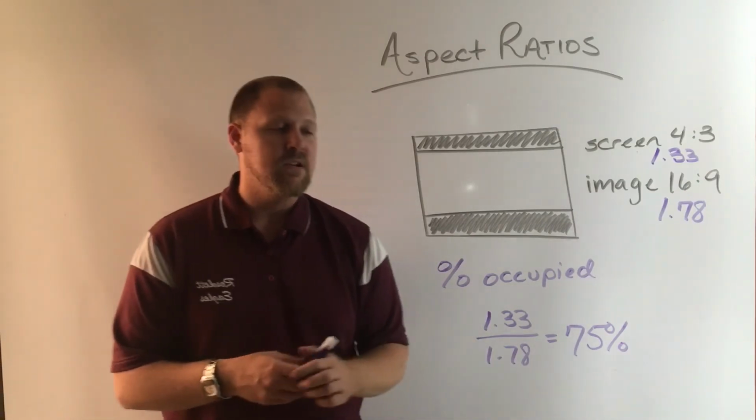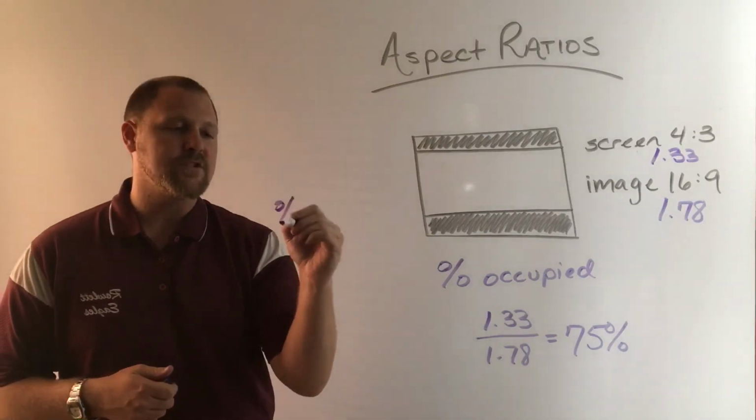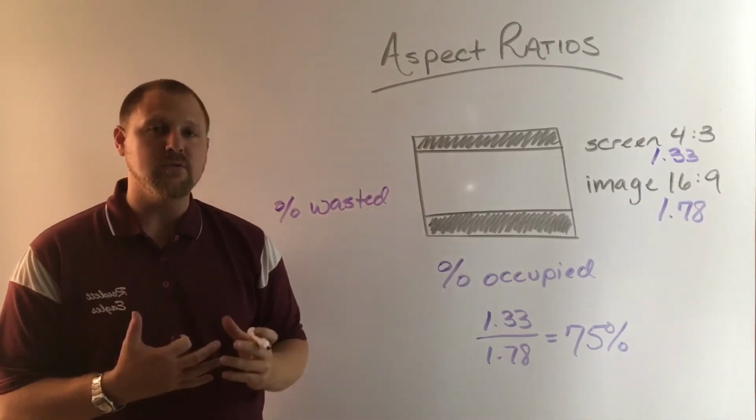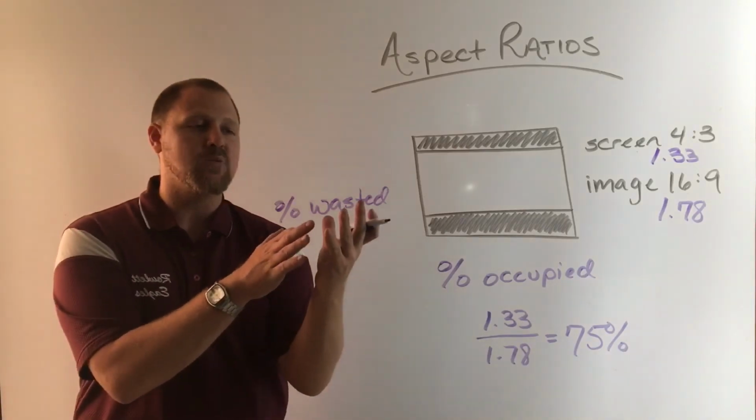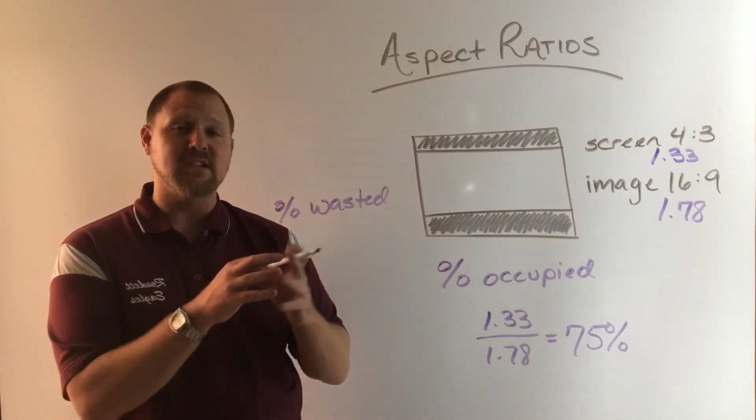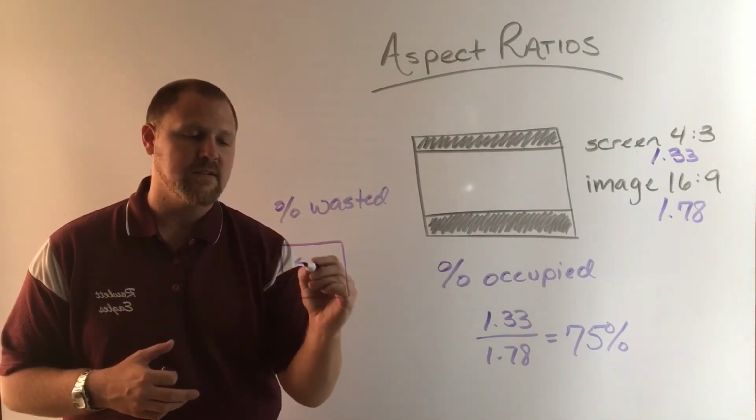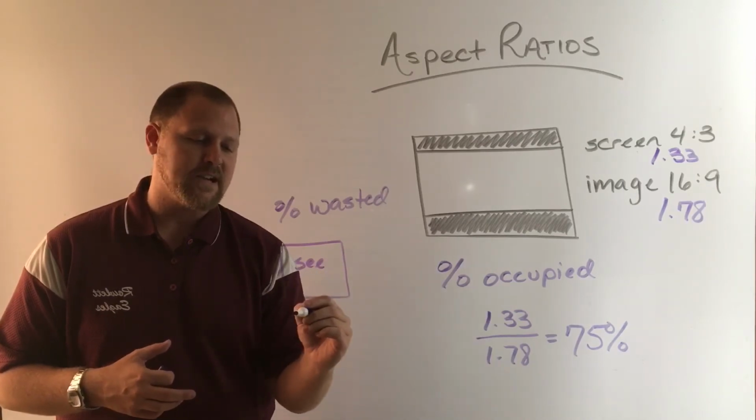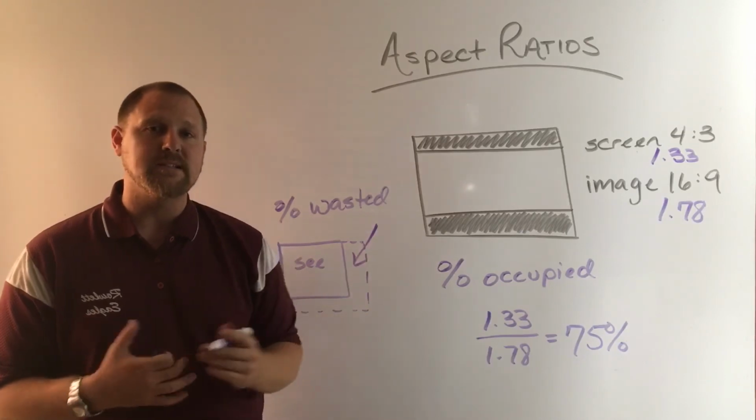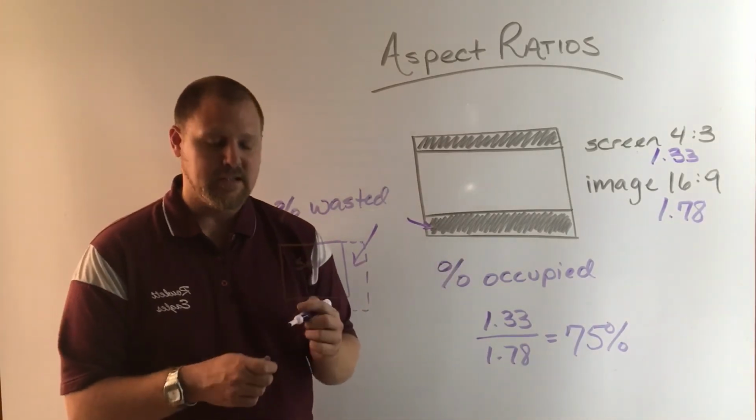And then also, the converse to this problem is what is the percent of the screen that's wasted or that goes unused. Now, we might see that it's wasted because it's not used, or we might see the percent of the image that's wasted because it goes beyond the screen. So it'd be something like this. Here's what you see, but here's the actual image. So this right here would be waste. And this right here is waste because it's part of the screen that's not used.